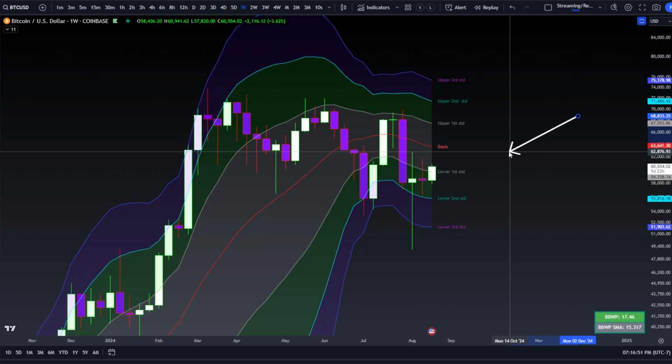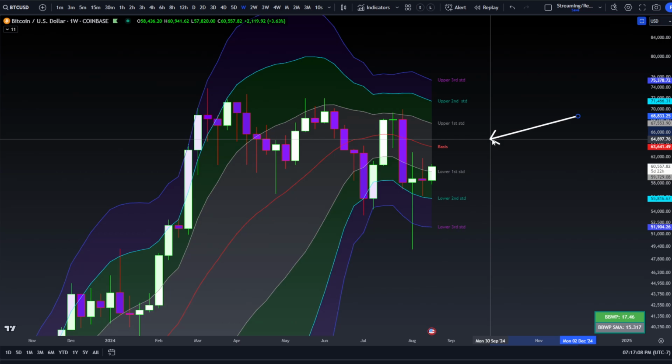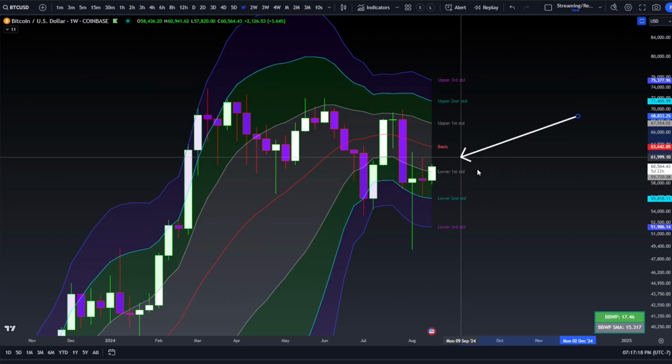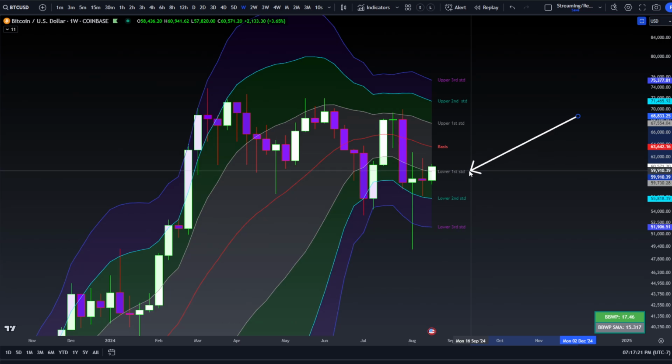But by the end of the week, I want to see Bitcoin closing above, and I would say probably this week too, above 62,755 at minimum, 62,800, and possibly even regaining the daily basis or the weekly basis band here at around 63,500 to 63,800. That's a key support and resistance level right there. Now, I don't want to see any closes back below the lower first. That would not look good.